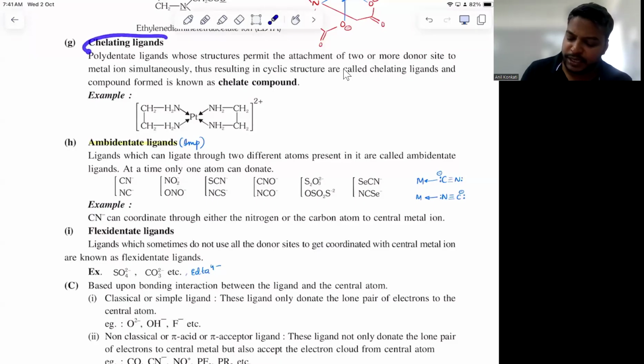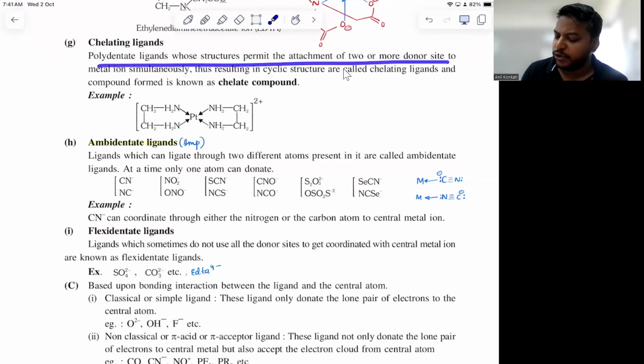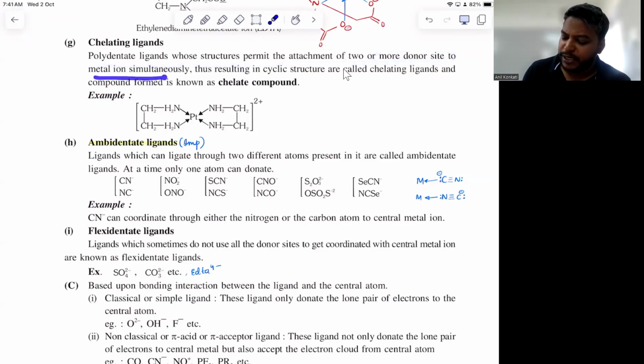Next one is about chelating ligands. If you have any polydentate where the structure permits two or more donor sites to bind to the metal simultaneously, it will form a cyclic structure that is called a chelate compound. So whatever we have discussed so far are all chelating ligands, which can make a 5-membered, 6-membered ring and so on. This one is very important for us.